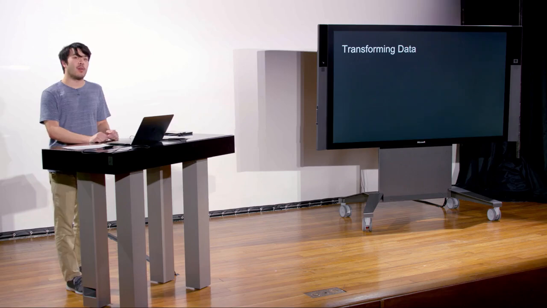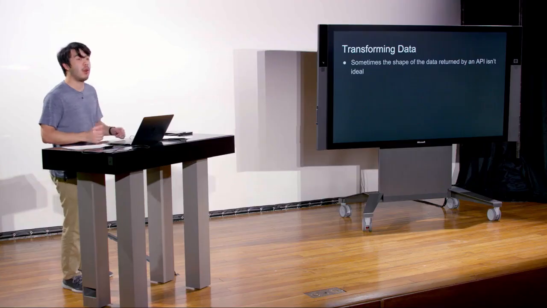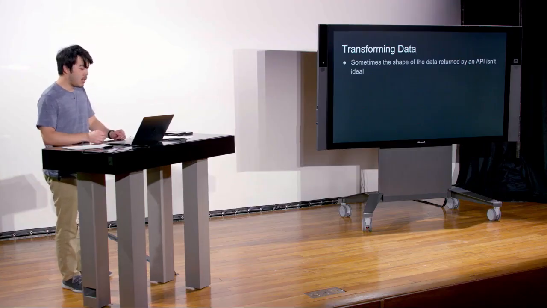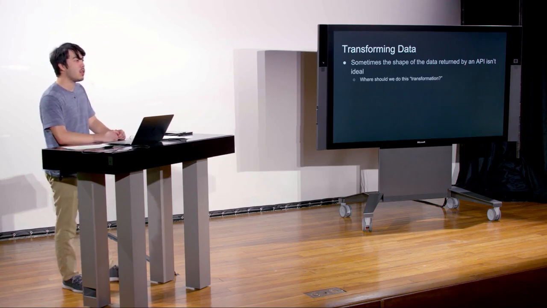So let's talk about transforming data a little bit. Something got messed up. The shape of the data that was returned from the API wasn't ideal. It wasn't the data that we thought it should be, or that we originally wrote the app to be. And so where might we want to do this transformation?